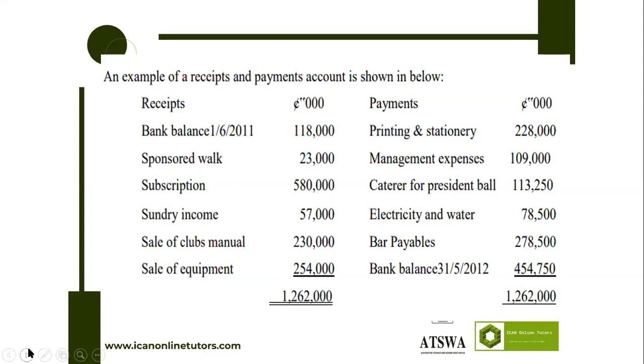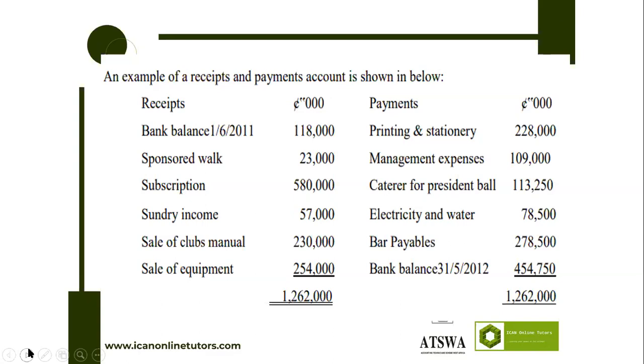Then we also have sundry income, all those incomes that come into the organization. Then we have sale of club's material, manual. Let's say it's an anniversary, or there's a monthly magazine published by the club. When we sell the magazine, of course, there's a profit element attached to it. As we sell the manual, money is coming into the organization, and as such, it is an income. Then we also have sale of equipment.